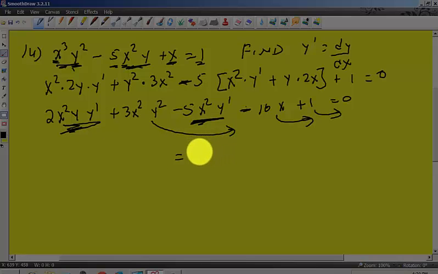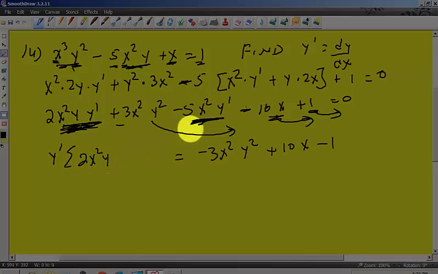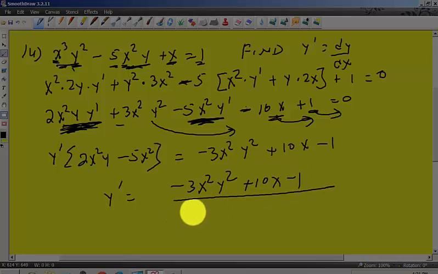And that's going to give me negative 3x squared y squared. Moving that to the right, it's going to be plus 10x. Moving that to the right, it's going to give me minus 1. And then when I factor out y prime from here and here, what's left in the brackets is 2x squared y from that. And then what's left from here is a negative 5x squared. And then when I divide, y prime turns out to be negative 3x squared y squared plus 10x minus 1, all that over 2x squared y minus 5x squared. And there it is.